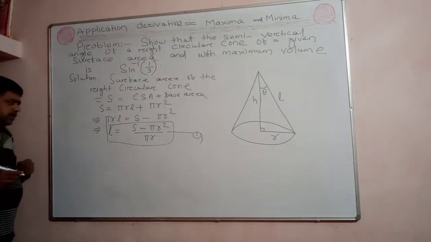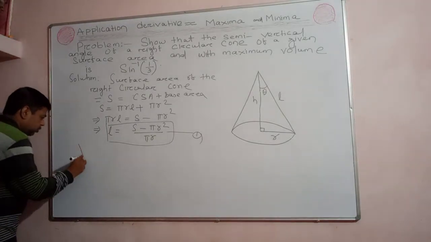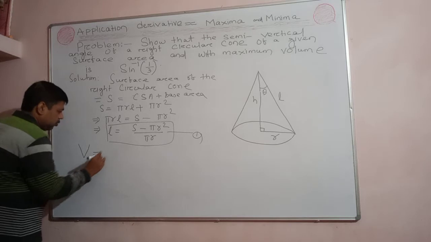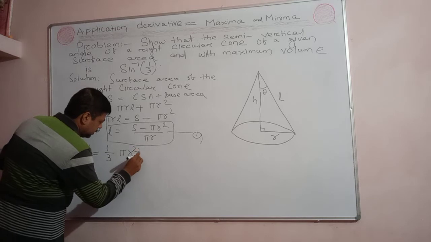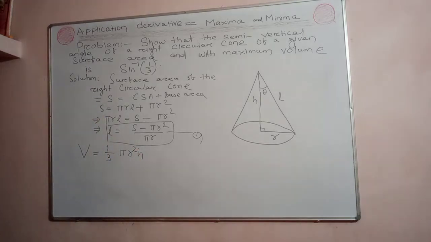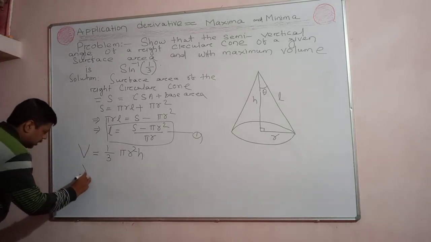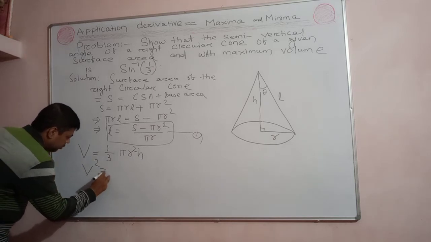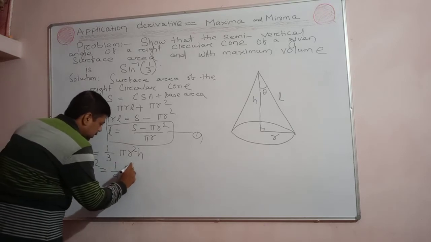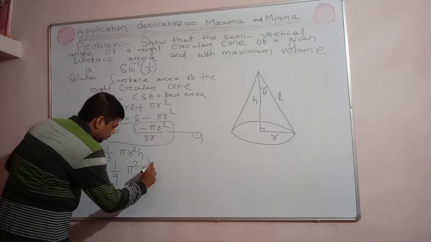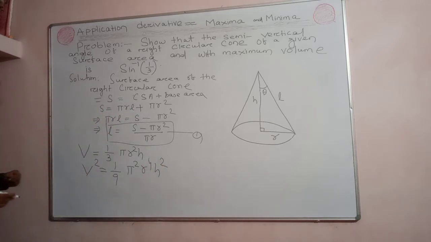Okay, understand? So what is the volume of the cone? The volume of the cone V is equal to 1 by 3 pi r square h. Now squaring on both sides, V square will be 1 upon 9 pi square, r square whole square is r to the power 4, and h square. Understand?